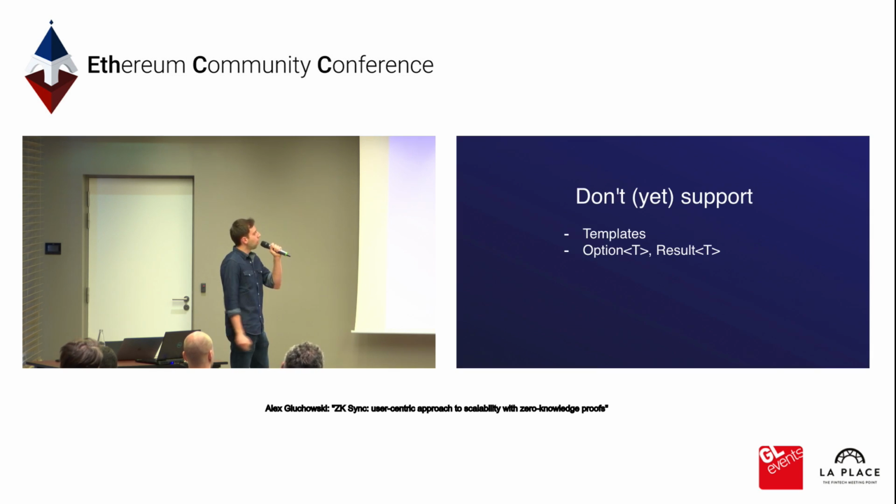What we don't yet support from Rust, which we want to support, is templates, or at least some special cases like option and result. For now, we would have to use booleans, but we intend to support them because it's really handy. And same for templates. Sometimes it's really handy to not have to write a lot of boilerplate code.